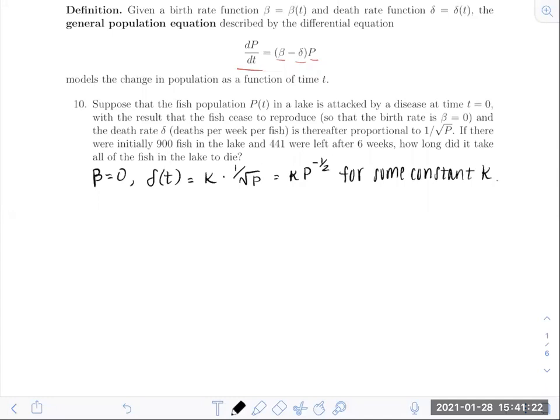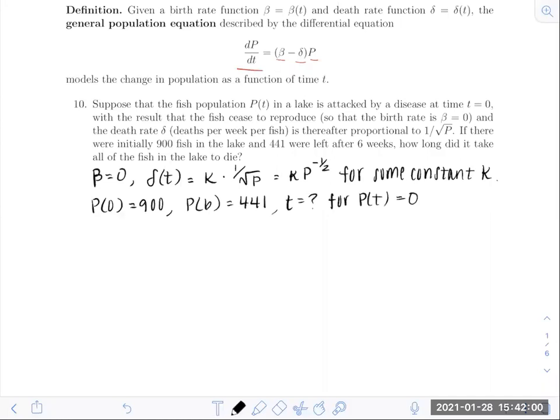If there were initially 900 fish in the lake, so the population at time 0 were 900, and 441 were left after 6 weeks, I'm going to let t be the number of weeks. How long did it take all of the fish in the lake to die? This is a real uplifting problem here. So we are seeking the time, that is, how many weeks will it take for the population P(t) to reach 0 fish.